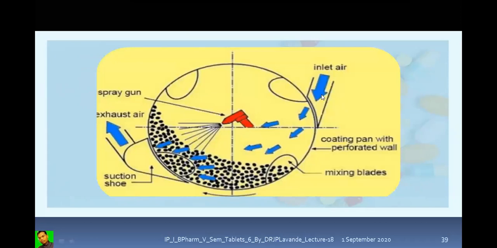There is an air inlet, you can see the flow of air. The air will carry out the drying of the tablet bed. All these are the tablets, the black colored ones, and from this side, from the exhaust, the suction shoe is there. This suction shoe sucks the air and removes it. From one side there is an inlet, from another side there is an outlet. The spray gun is spraying the coating solution. This is the coating pan with perforated wall, and this is the mixing blade. There are some mixing blades and some baffles. These are important for uniform mixing.